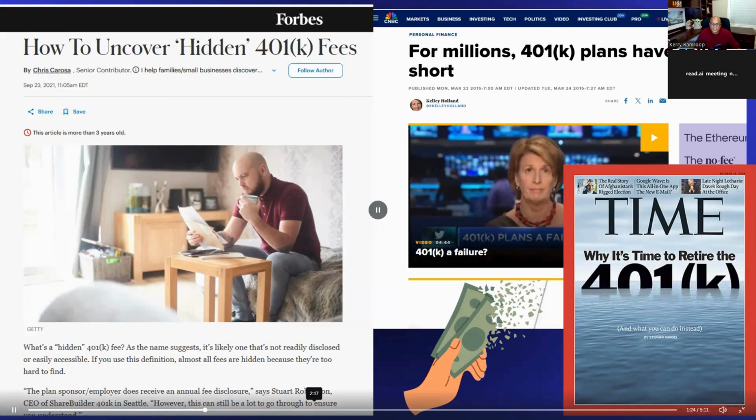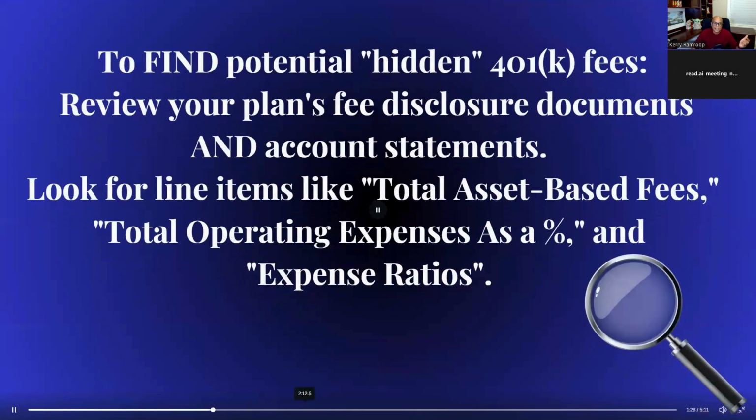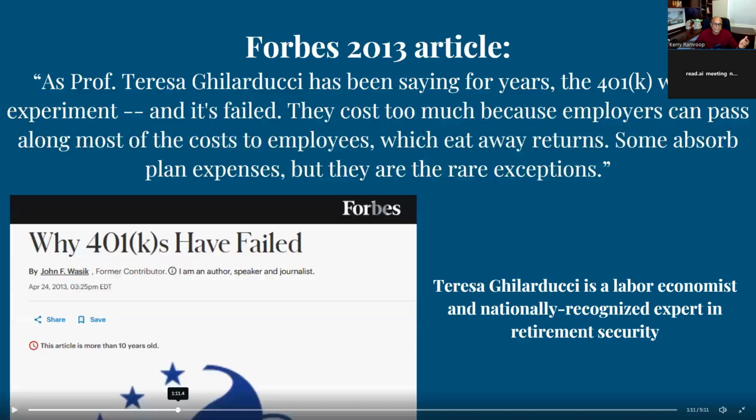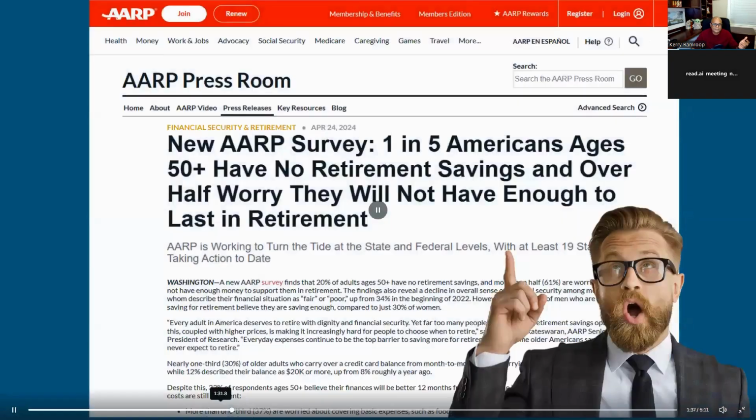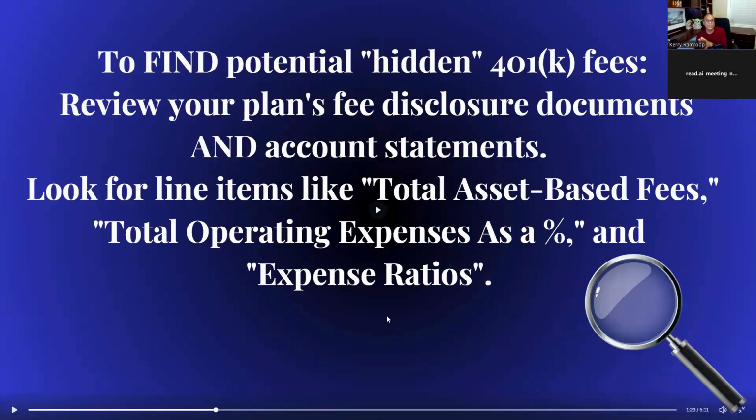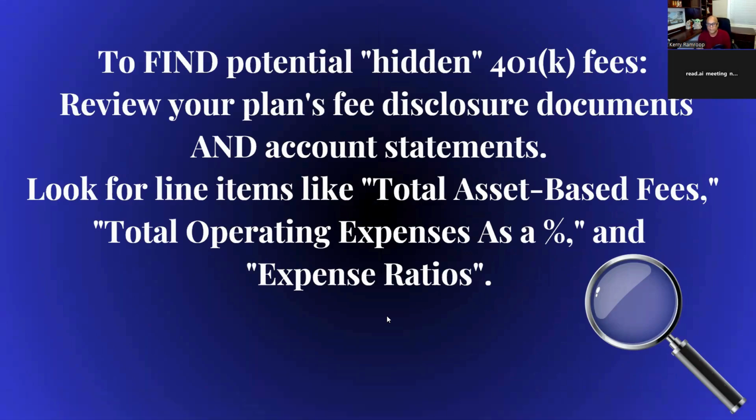Now, if you are interested in really looking at 401k fees, you could review your plans. Sorry, let me just pause here. You could review your plans. Just get a printout of your 401k, and you will see there's a fees disclosure section. You're looking for line items like total asset-based fees, total operating expenses, and expense ratios. And make sure to look at your actual rate of return, because the most prominent thing quoted is your rate of return. But that's not the true rate of return because you have fees. When you subtract the fees, then you know your actual rate of return, which in some instances could be like 3%. So it is low, and you can get a higher rate of return.